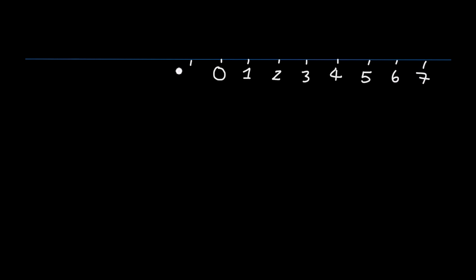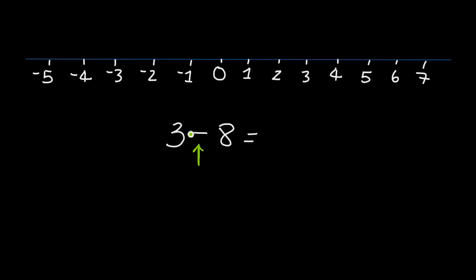Let's start by placing the integers on the number line. Remember, an integer is any number that can be positive, negative, or zero. Alright, let's subtract using the number line. Here's the first problem we'll work on. For the problem 3 minus 8, the first step on the number line is to start at 3.